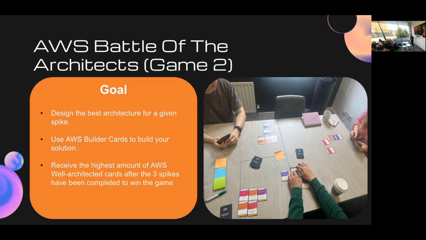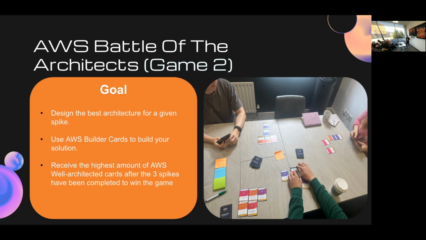This game is a bit more complex than Quick Draw, but it's incredibly valuable for learning how to architect real-world solutions using AWS. The goal of Battle of the Architects is to design the best architecture for a given technical spike. Players compete to receive the highest number of AWS well-architected cards by the end of 3 spikes, which ultimately determines the winner. And here's where it gets interesting.